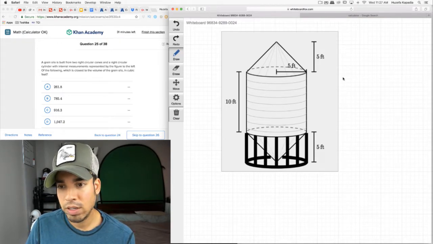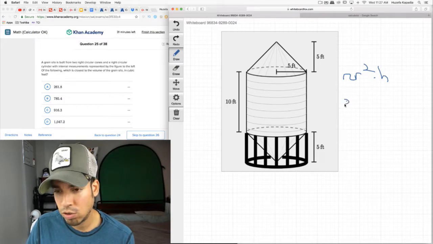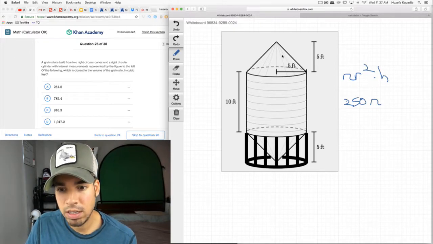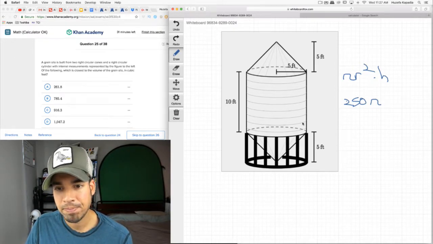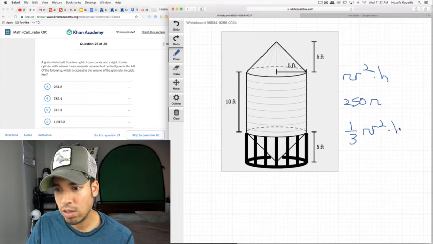That's the easiest. So it's pi r squared times height. And the radius is 5 as it's here. So 5 squared is 25 times height 10 is 250. So 250 pi. Okay. And then we need, these cones look to be the same. So the volume of a cone is just 1/3 times pi r squared times height. In this case, the height is 5.